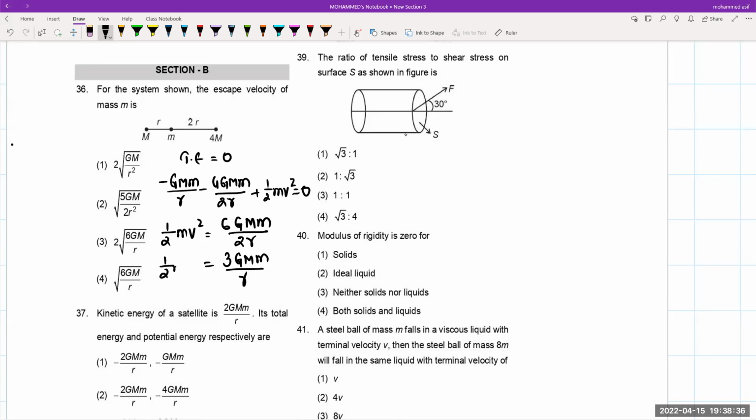So it is half m v square. This m and this m will get cancelled. So v square will be equal to how much for me beta? V square is equals to 6 times of capital G, capital M divided by R. So from this one I can write the value of V. V is equals to under root of 6 times of capital G, capital M divided by R. That will be the answer for this one. Fourth option will be the answer.